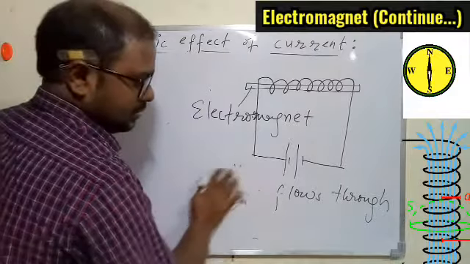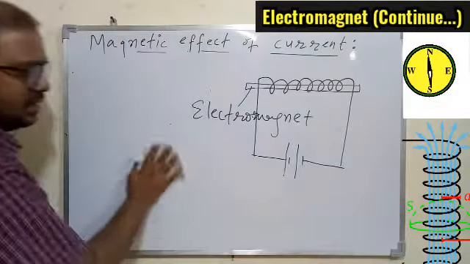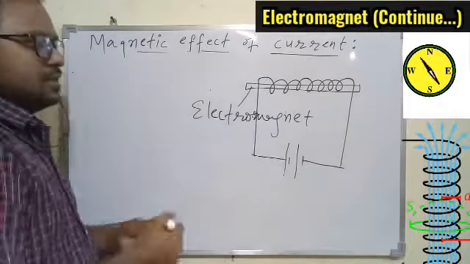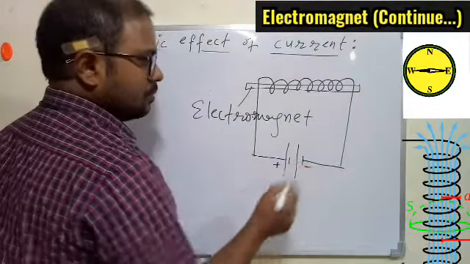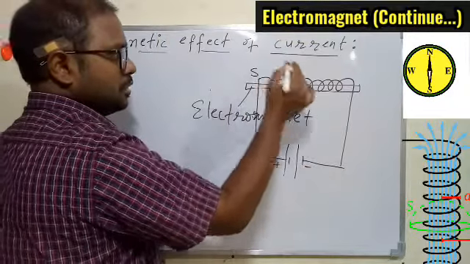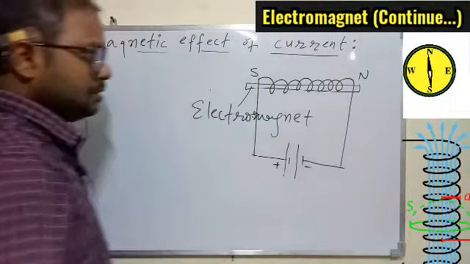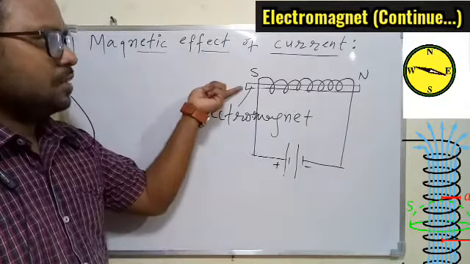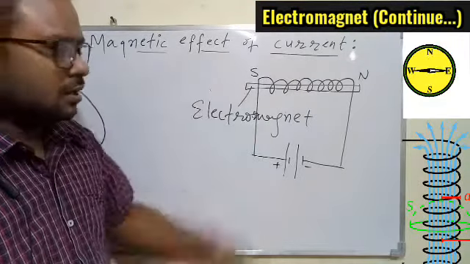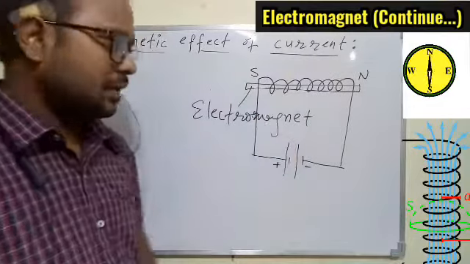One more thing is, since we understood in the previous class, if this is positive and this is negative of the battery, so this will become south pole and this will become north pole, if you remember. So if you have positive this side, this will be the south pole of the electromagnet and this will be the north of the electromagnet.